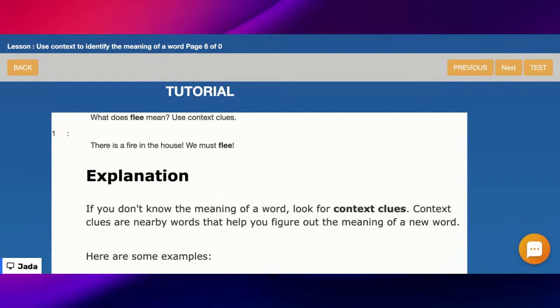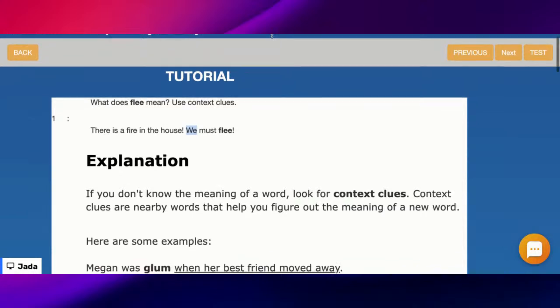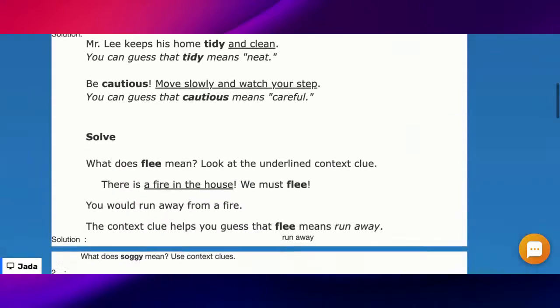Okay, what does flee mean? Use the context clue. There is a fire in the house, we must flee. There is a fire in the house. We must flee. Now, there's a fire in the house. It is the underlying context clue that you have. But then it says, we must flee. So now, what does flee mean in this sentence?